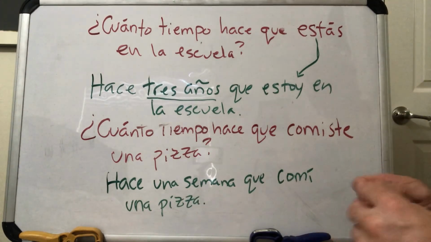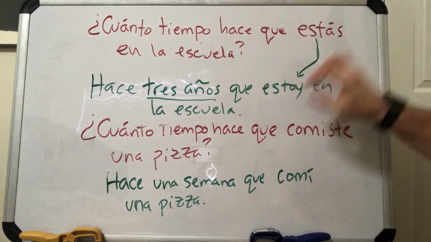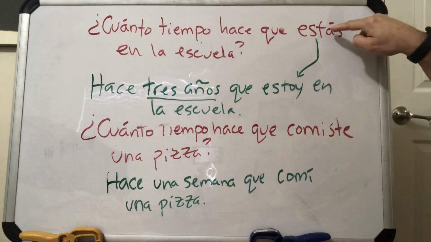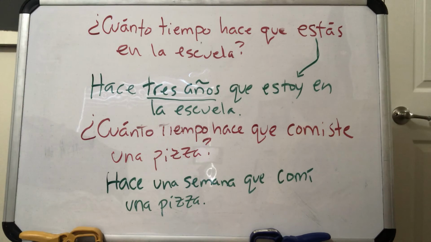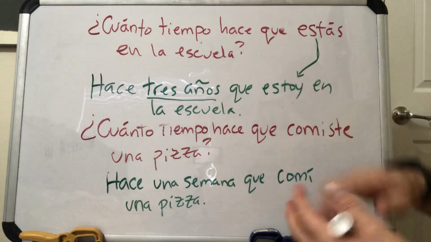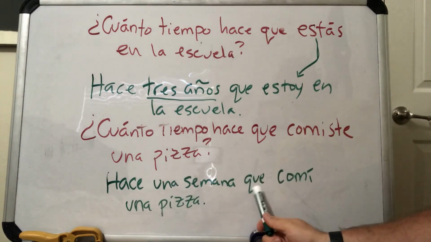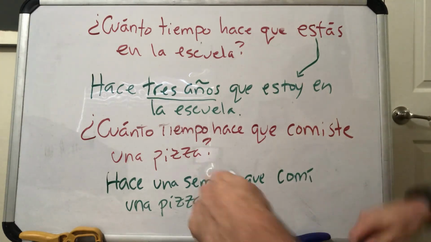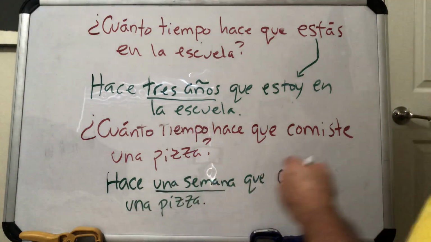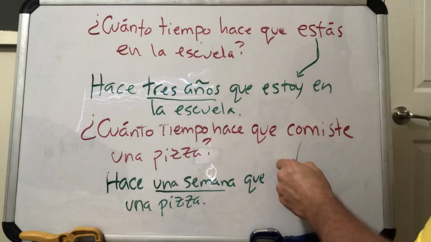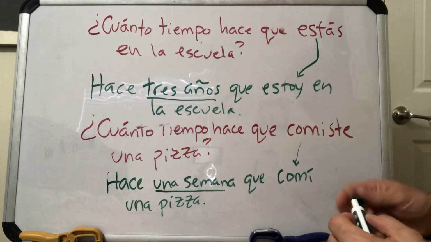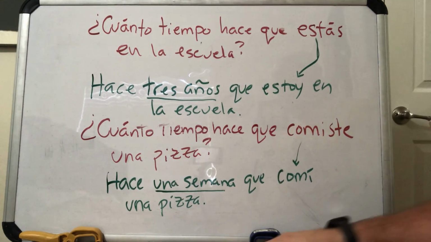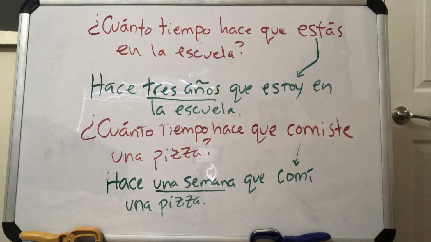So the key to figuring out which question they're asking is the verb. Is it in the present tense or is it in the preterite tense? And then when you do your answer, either way, you're still going to have the hace and the que, add in the amount of time, and then keep the verb in the same tense. So this is preterite, we need to keep it in the preterite. Sometimes you have to change the form, like going from a tú form to a yo form. And that's how we deal with the questions that are cuánto tiempo hace que.